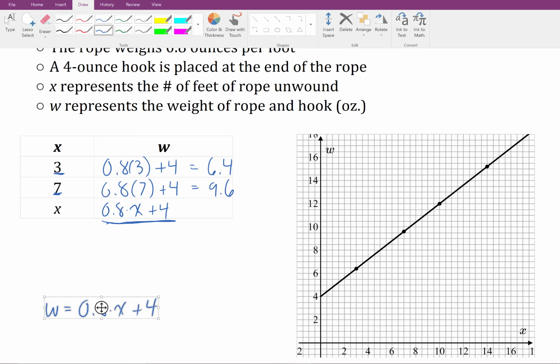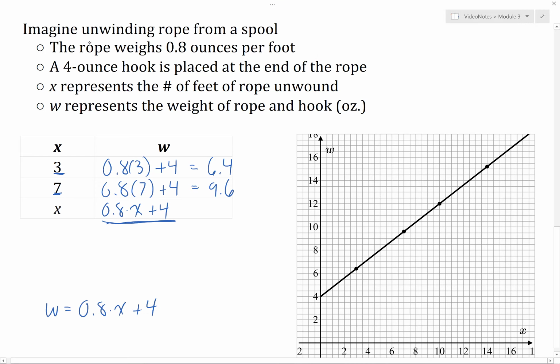This formula allows us to actually add entries to our table of values. So for example, if 10 feet of rope have been unwound from the spool, then we can use our formula. We can evaluate our formula at X equals 10, which results in 0.8 times 10 plus 4, which is equal to 12. And this means that when 10 feet of rope have been unwound, the weight of the rope and hook is 12 ounces.